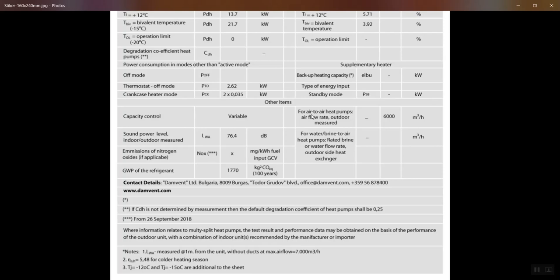Of course, here on the right side for air-to-air heat pumps, the airflow rate outdoor measured in our case is 6,000 cubic meters per hour. Of course, every heat pump should provide the sound power level indoor outdoor measured. We believe that this value is probably given for classic air-cooled heat pumps, but in our case, in the notes below, you will see that our value is measured at 1 meter from the unit without ducts at maximum airflow at 7,000 cubic meters per hour.